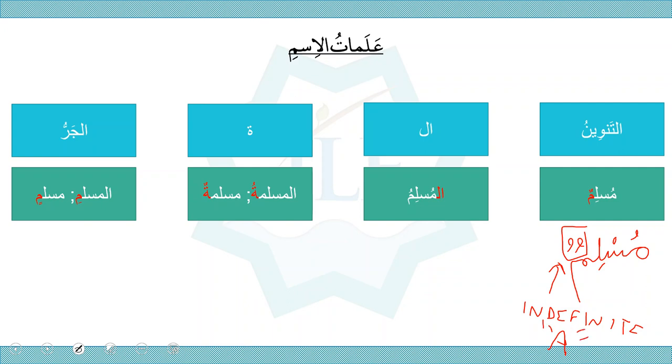The second sign of an ism is that you have alif lam. You can take muslimun and add alif lam to it, and it has a couple of changes.